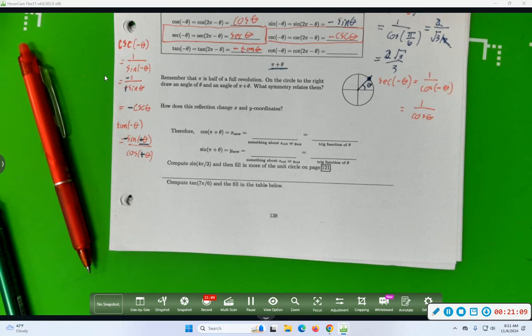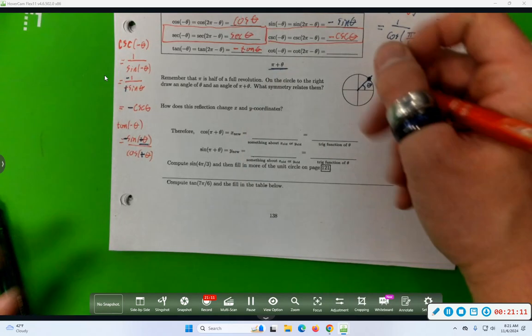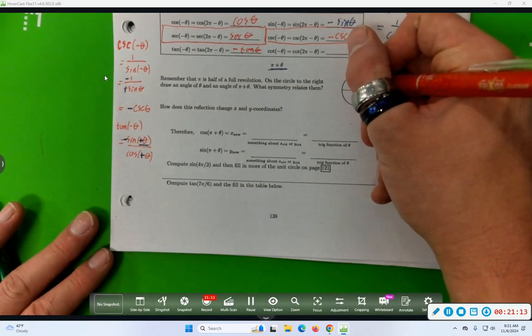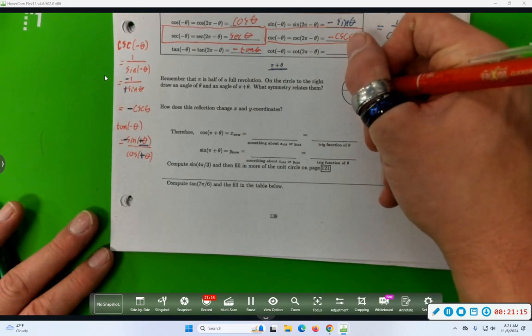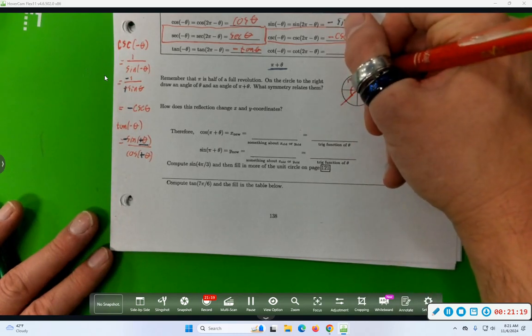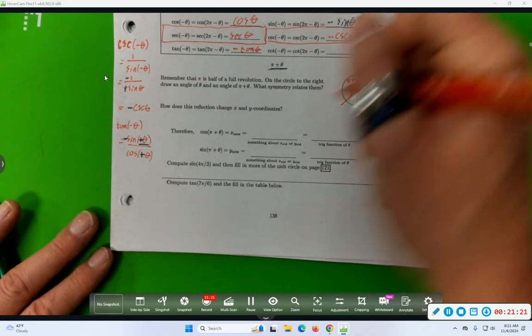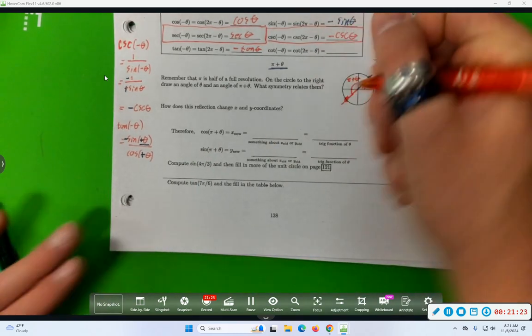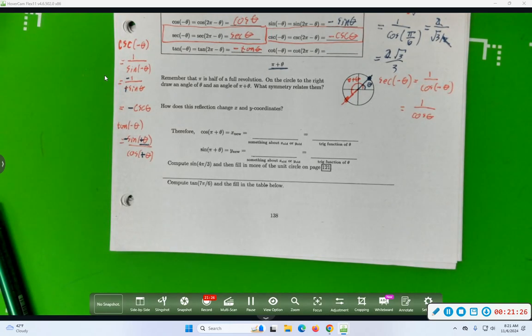So, if I want an angle of pi plus theta, I can go forward by half of a revolution, and then forward by an extra theta. So there's an angle of pi plus theta. All right. Orange line and blue line, what symmetry relates them? Or just how do the xy values compare?